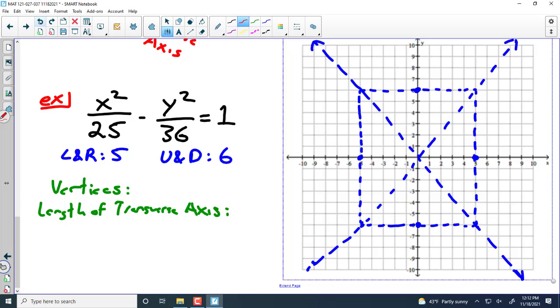Because this one opens left and right. So as soon as I saw this hyperbola here, I thought to myself, this one opens left and right because the x squared is the first term, the positive term. That means that my vertices are right there at plus and minus 5, 0, or negative 5, 0, and positive 5, 0, however you wrote it. And once I know where the vertices are, do I also know where my transverse axis is? It's right here. This is the transverse axis. How long is it? 10.